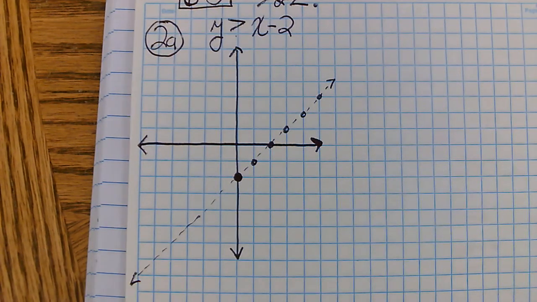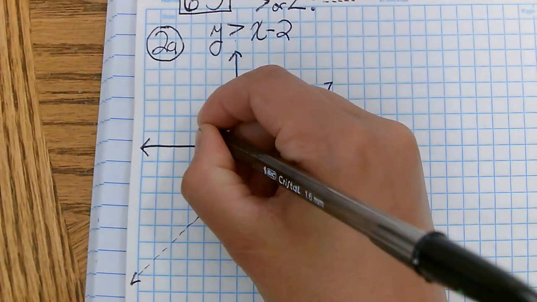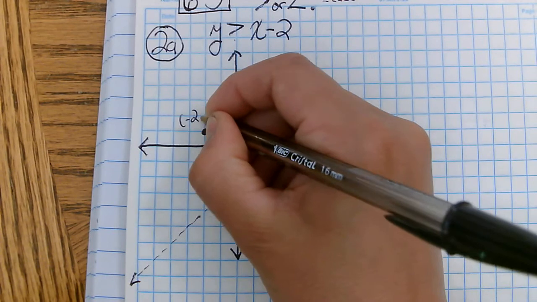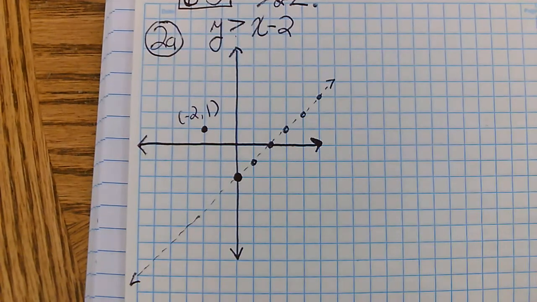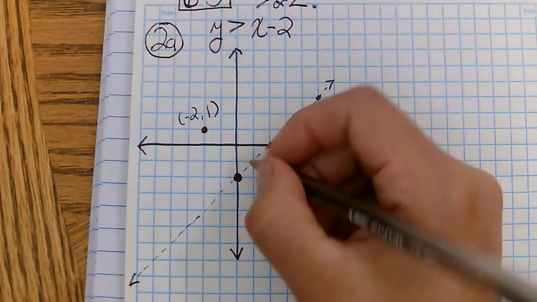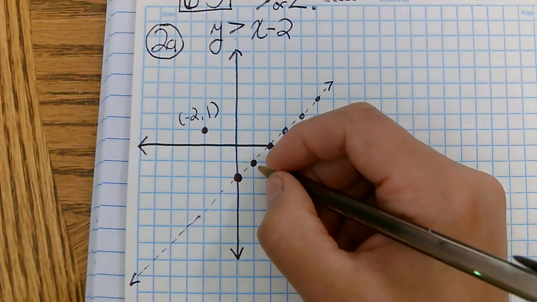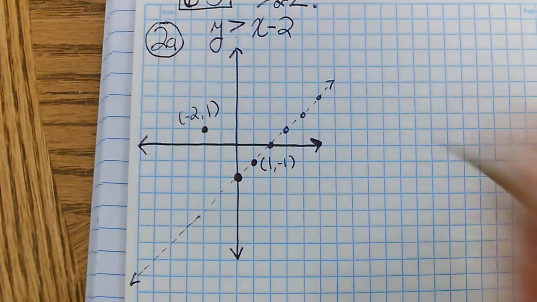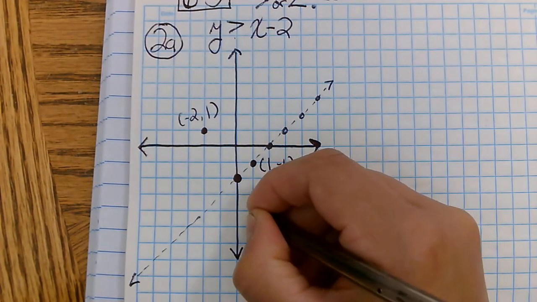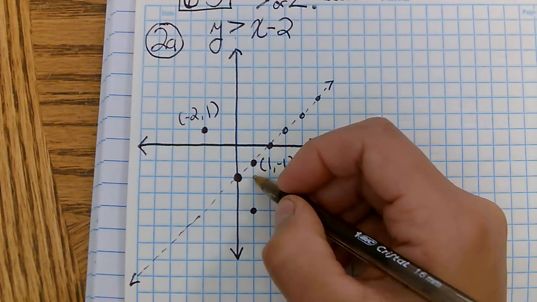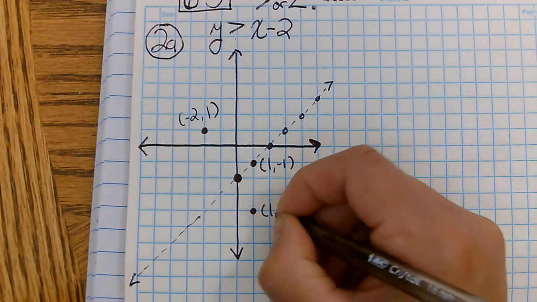So I'm going to pick this one. That's -2, 1. I'm going to pick this one right here. This is one on the line. That is 1, -1. And I'll pick this point. That is 1, -4.